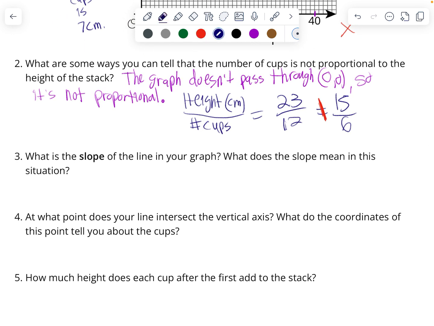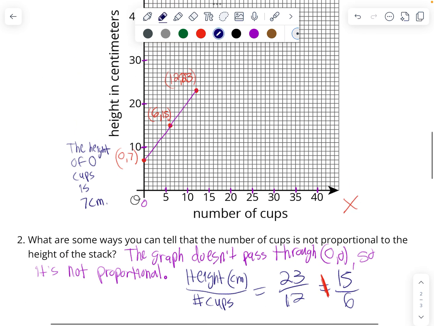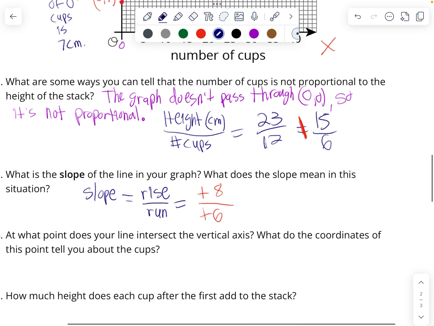We've already kind of talked about slope on the prior page. Slope is rise over run. So all those differences that we were doing, +8, we were doing +6, right? The y-axis was related to our centimeters, and 6 was related to our cups. So we, again, kind of did this already.